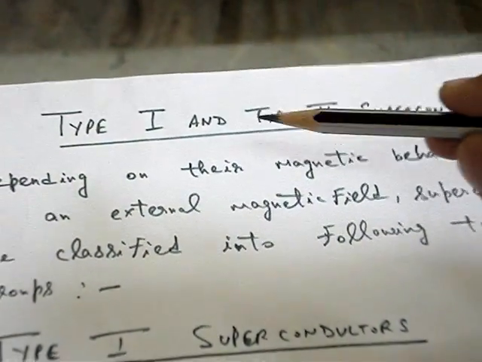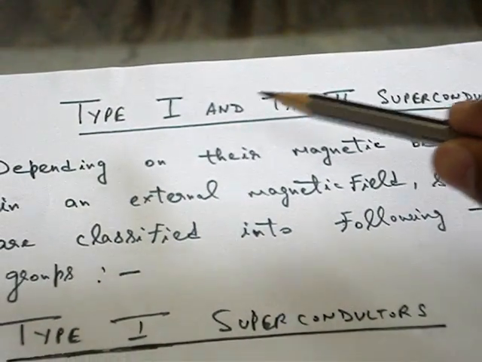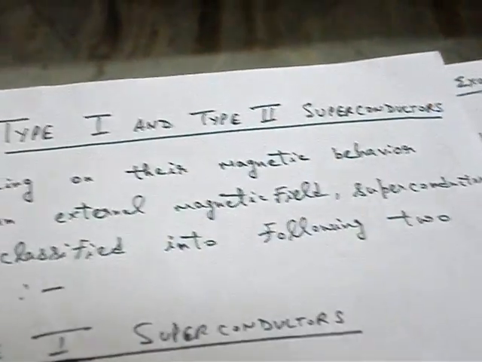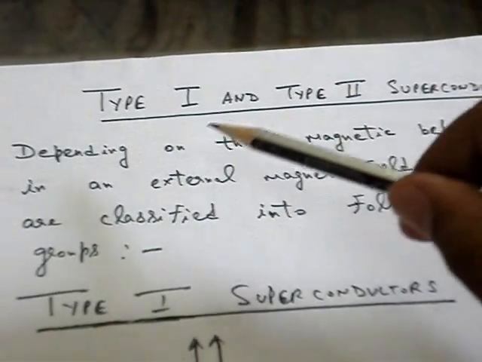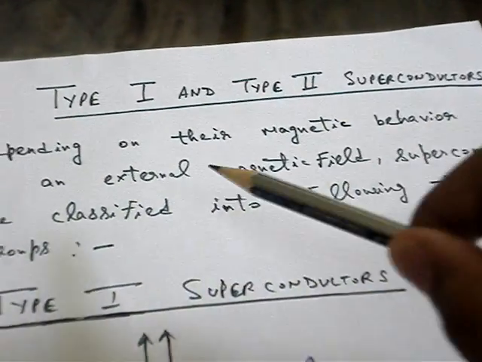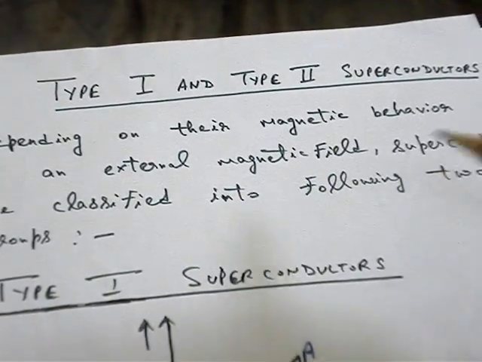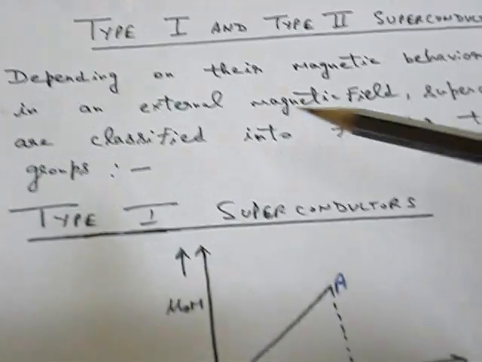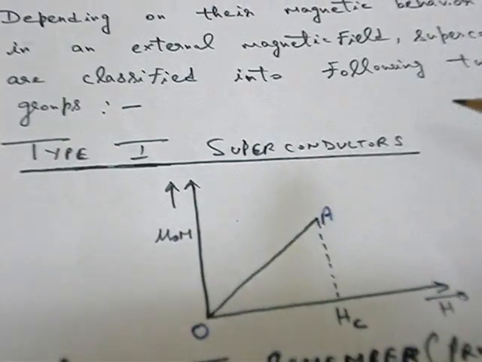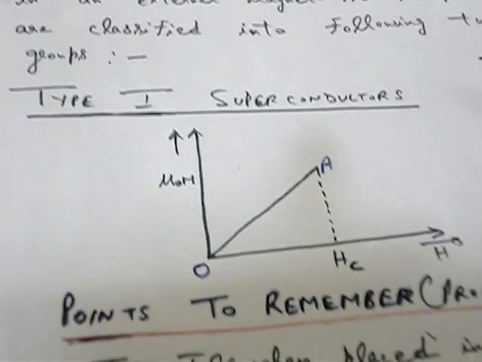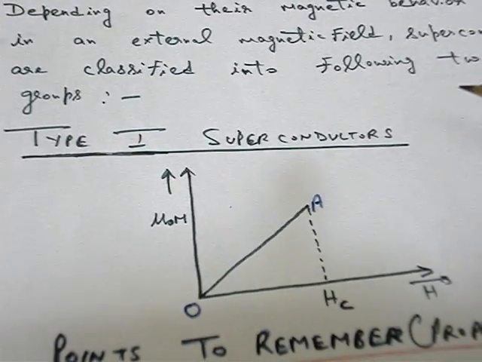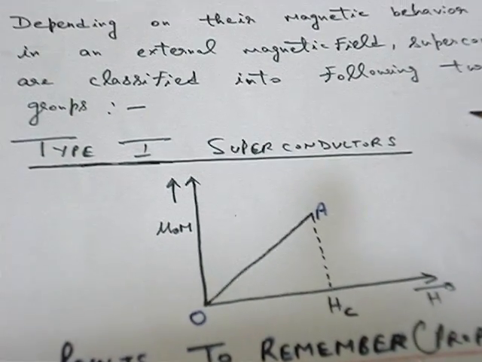Okay, let us discuss the difference between type 1 and type 2 superconductors. Depending on their magnetic behavior in an external magnetic field, superconductors are classified into the following two groups. First one is type 1 superconductor and second one is type 2 superconductor. Let us first discuss the type 1 superconductors.